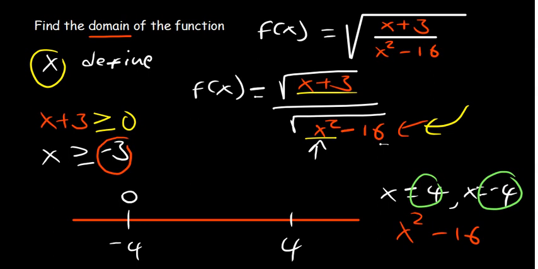So I'm not going to shade inside there. But all the values greater than 4 and less than negative 4 are okay. They are able to satisfy the equation. That is for the bottom part.